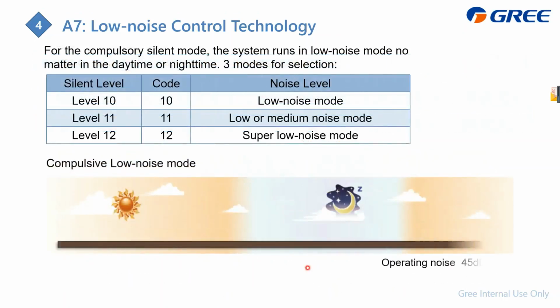And this low noise mode means the unit always runs in low noise mode. We have 3 modes to choose from: level 10, level 11, and level 12. Level 10 is low noise mode, 11 is medium noise mode, and 12 is super low noise mode. Of course, the low noise mode can affect the output of the unit.